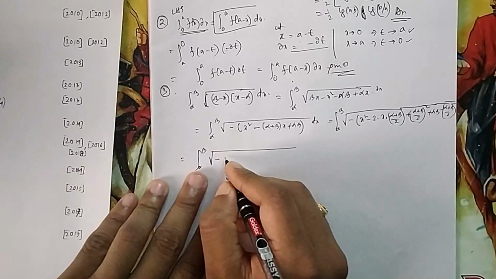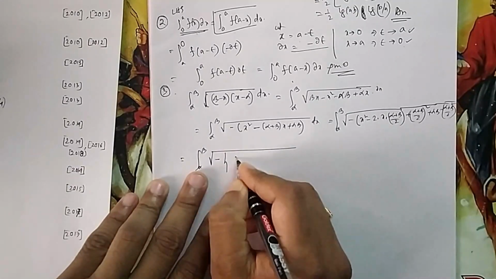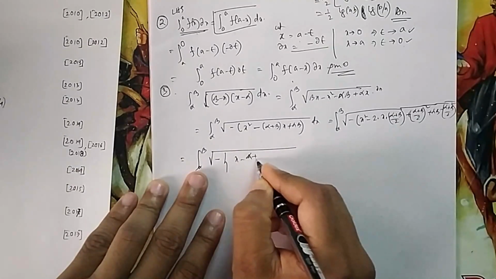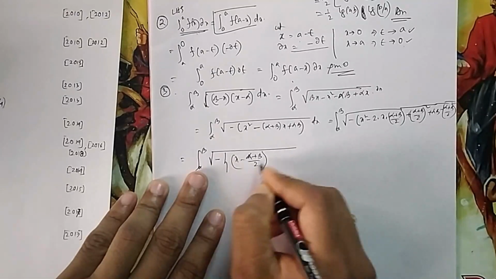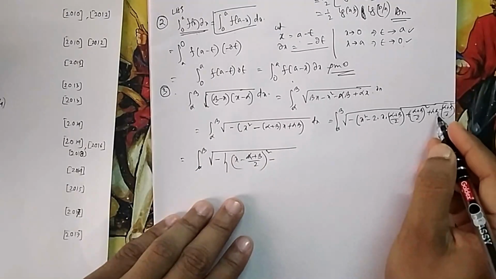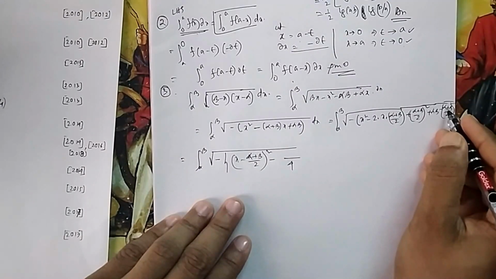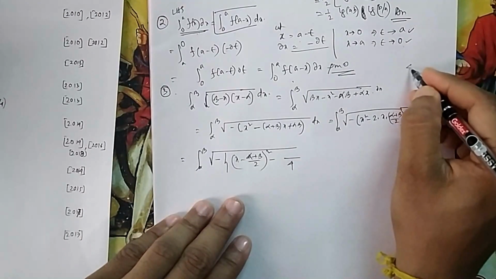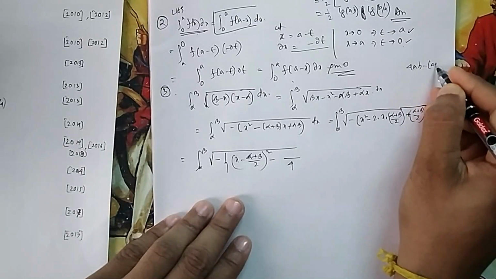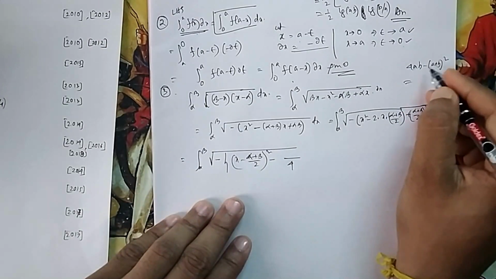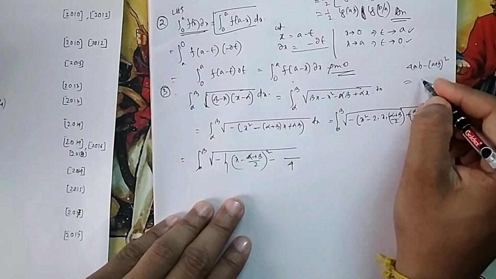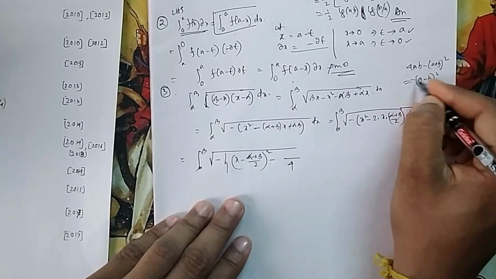It will look like minus of (x minus (alpha plus beta)/2) whole square minus, if you take this one as LCM, it will be (4 alpha beta minus (alpha plus beta) whole square)/4. So it will be 4ab minus (a plus b) whole square. So what is this? (a plus b) whole square minus 4ab is (a minus b) whole square. So it will be minus (a minus b) whole square.